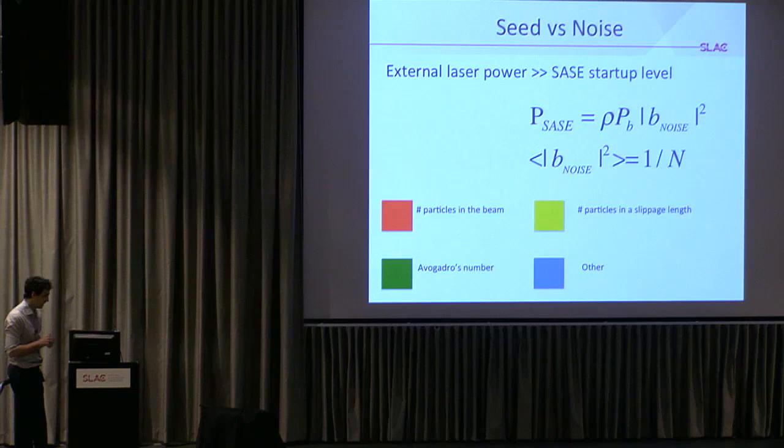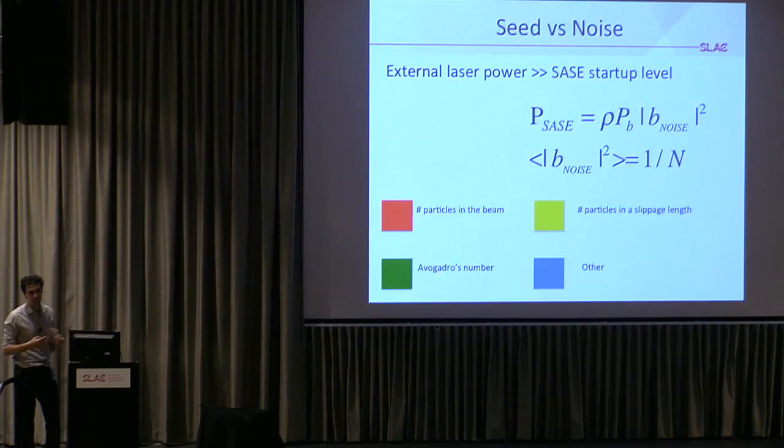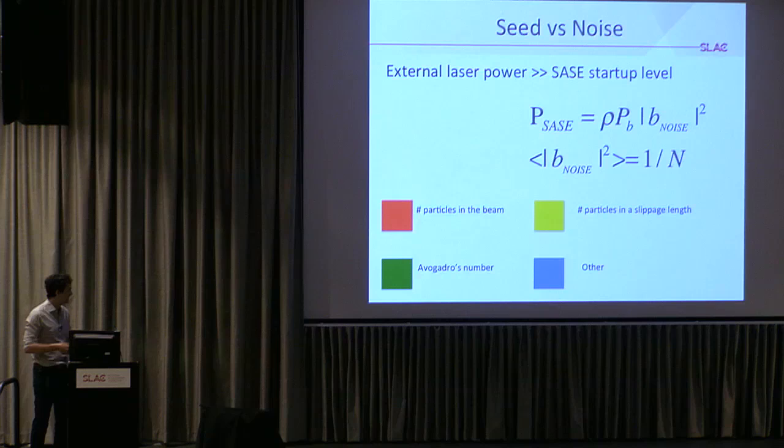Actually, technically, I didn't want to overcomplicate this. Technically, it's a number that is in between the particles in a slippage length and the particles in a cooperation length. It's somewhere in between, and it also grows as a function of distance. But I'm glad that most people got the concept that whenever you're talking about noise, the number of particles in the beam is not very meaningful unless your beam is very short.